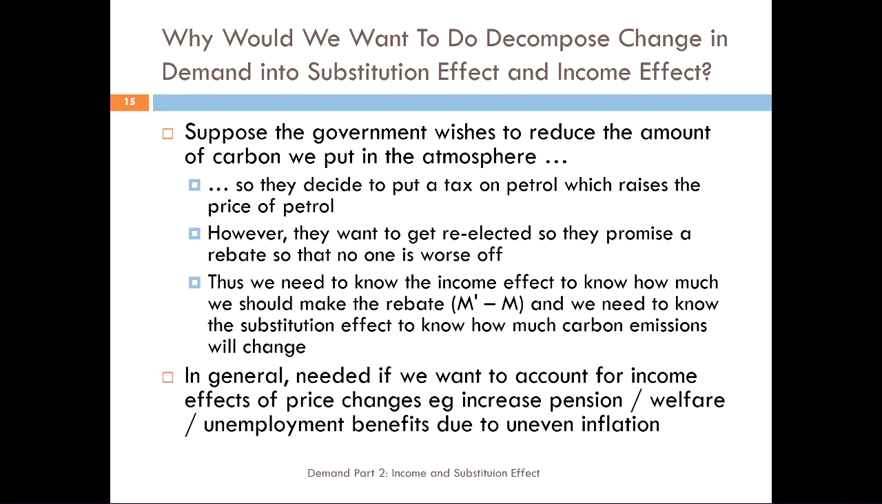Another example is increasing pension checks as a response to uneven inflation, where the relative prices of goods are changing, but there's also an income effect as inflation goes up. Your existing pension check, the real purchasing power has gone down. It doesn't buy as many goods as before, so we want to compensate for the income effect, but we still want the relative prices to change. Okay, all right, so how do we do that?